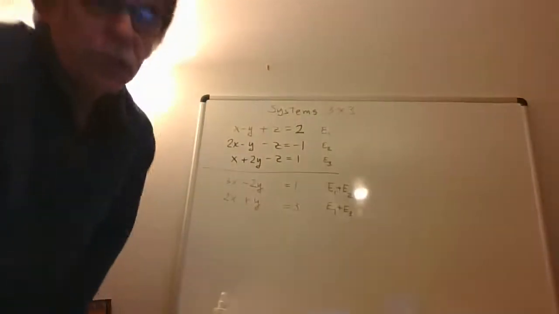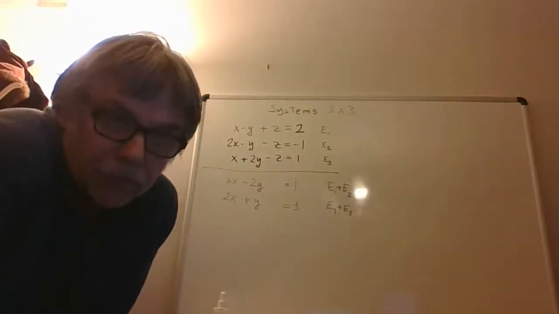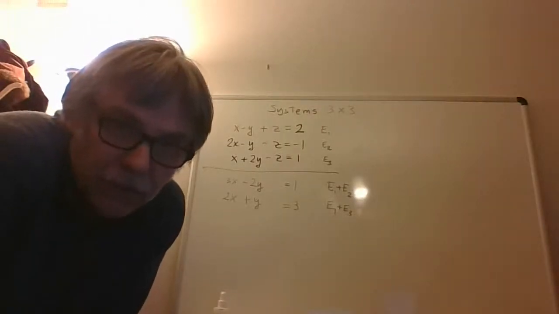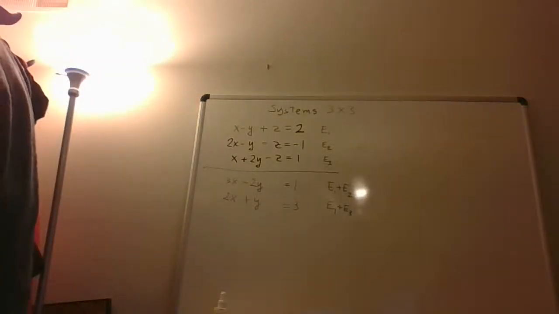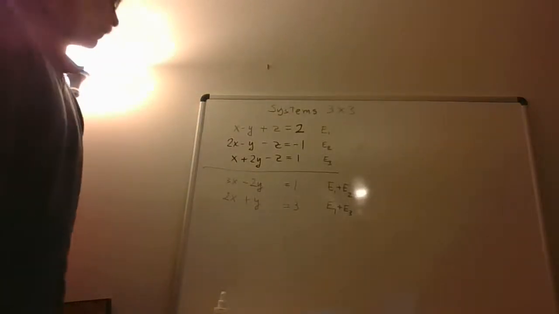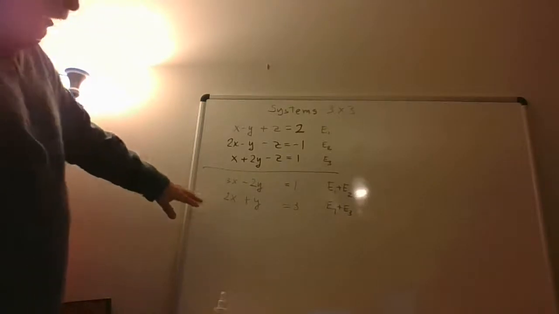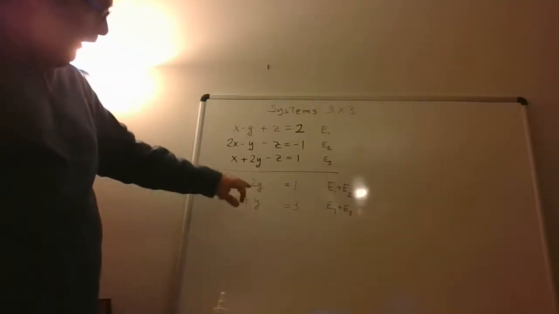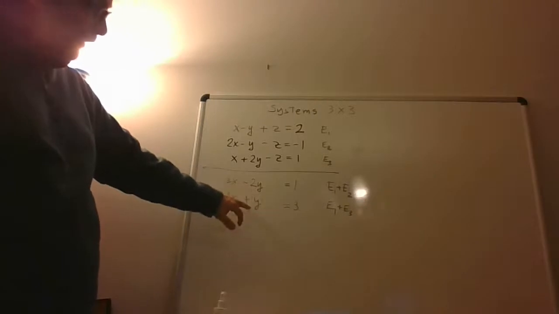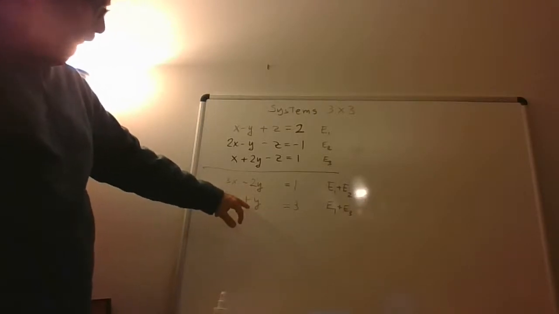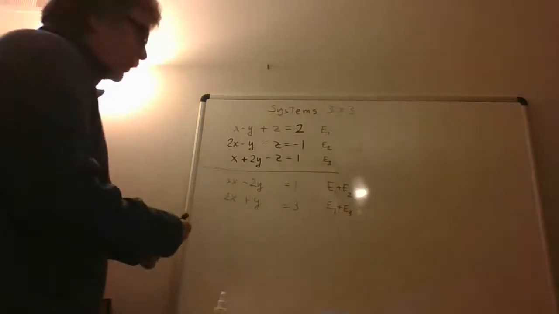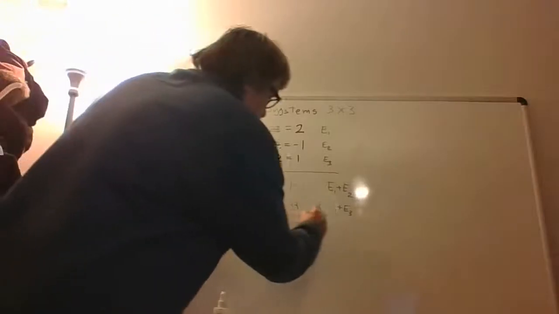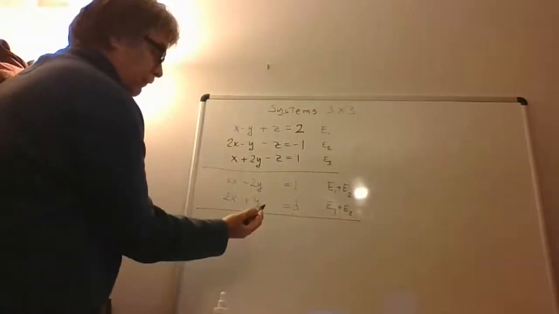But since I used the method of elimination, I want to try the method of elimination again, right? Because that's the thing to do. So what am I going to do with the method of elimination? I'm going to eliminate y. You can see here I have negative 2y and positive y. So if I double this, I'm going to have a matching term. I'm going to have negative 2y and positive 2y, and I'm going to add them and eliminate the y. So my next step is simply multiplying the second equation by 2.